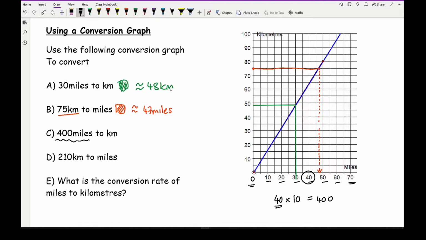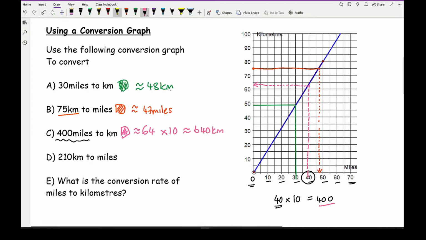So from the 40, and then let's pick a different colour. Let's go for pink. So I'm going to go up to 40. And then as soon as it hits a line, I'm going to go horizontal, and it's this number here. Now I'm going to say that that's roughly about 63. Let's go for 64. So I'm going to multiply that by 10 because I've already worked out what 40 miles are. I need to know what 400 is. So 64 times 10 is approximately going to give me 640 kilometers.